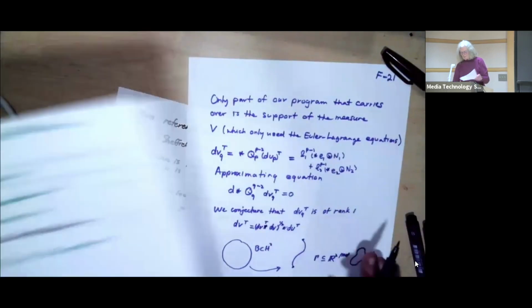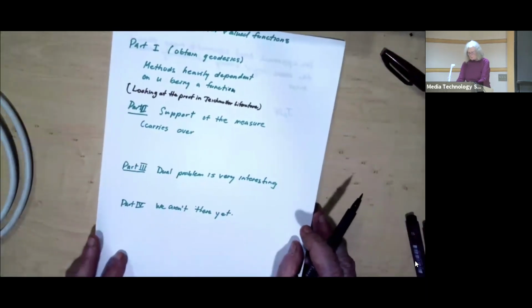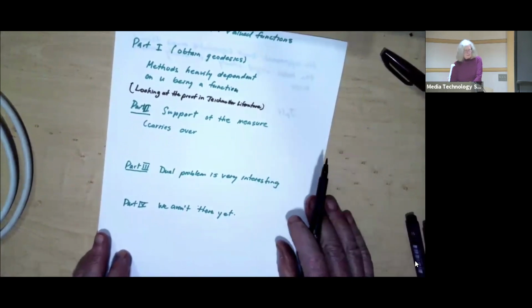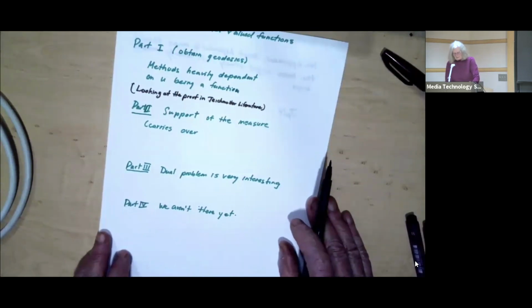Okay, let me just do this page here. Let me say something about our program so that you can see. Part 2, which is to obtain the geodesics: the methods I showed you for part 1, where I proved the theorem, do not extend to vector valued functions. That just isn't the right context. And we really don't have any idea of what to do here.